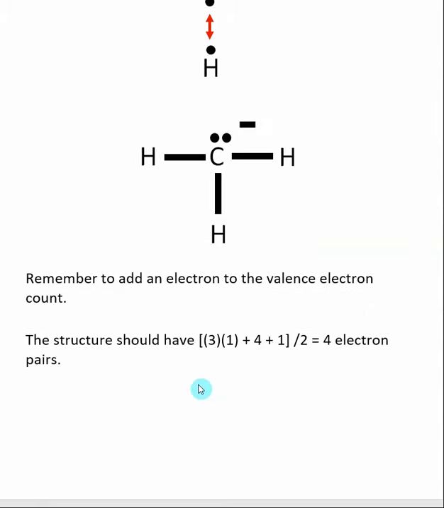And once again, we can do the electron count. To make the negative charge, we have added an electron. So we start with 3 hydrogens, each with 1 valence electron, plus a carbon which had 4 valence electrons, plus we added 1 more electron to create a negative charge. Add these together and divide by 2. It says our answer should have 4 electron pairs, and our answer has that.